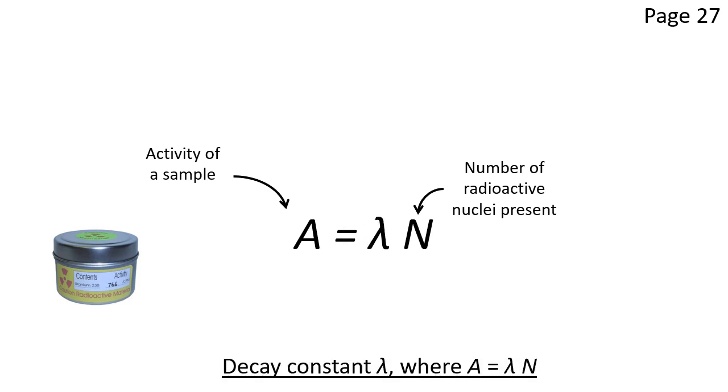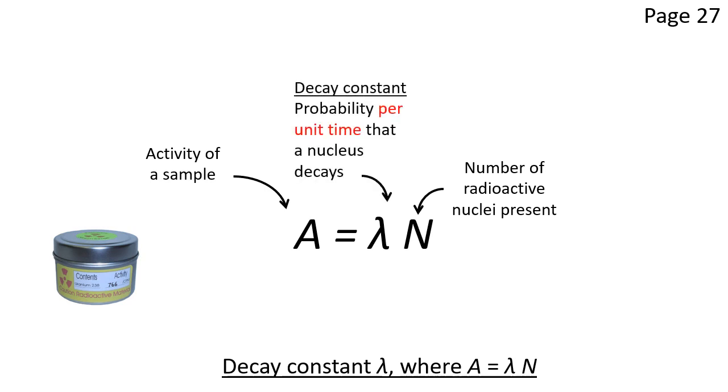You may understand that the more particles we have in a radioactive sample, the higher the activity it has. The activity is proportional to the number of radioactive nuclei present in a sample. The proportionality constant is called the decay constant, indicated by the Greek letter lambda, where A equals lambda times N. And the decay constant is defined as the probability per unit time that a nucleus decays. And since the unit of activity is per second, the unit of the decay constant is also per second.